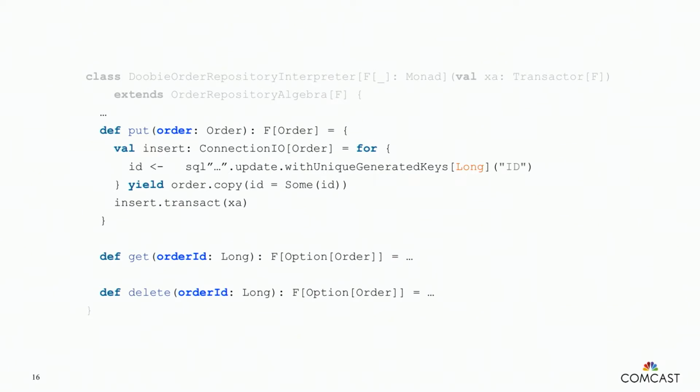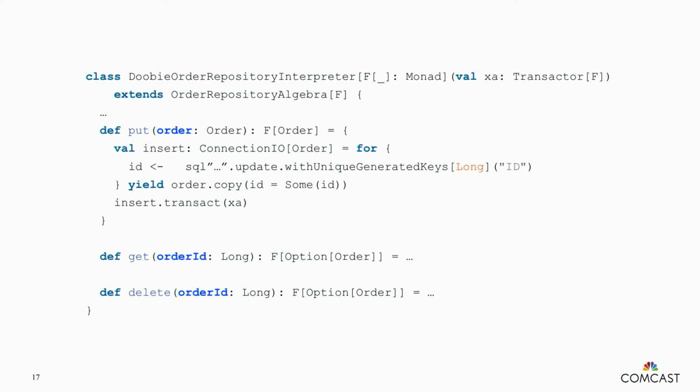Right? So we have an implementation for our orders. Here's how we put an order, for example. And we're going to build the SQL we need. We're going to update with the unique generated keys. We're going to do everything we need to do to get this done. And I'm sure we've all written this code at some point, except me. I don't write SQL.